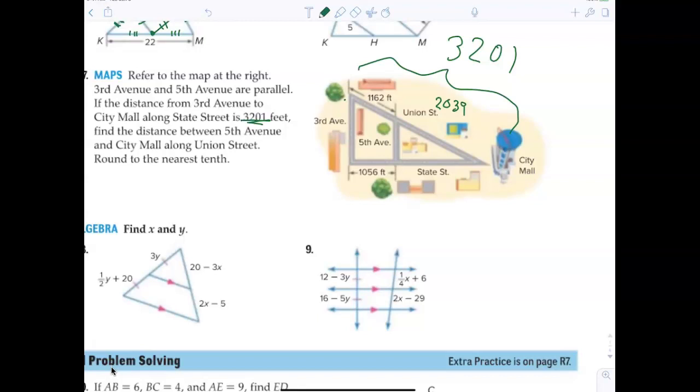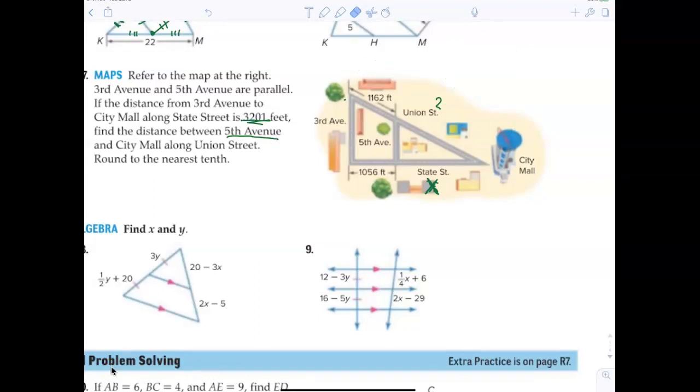All right. So now, it says find the distance from 5th Avenue to City Mall along Union Street. Find the distance. Wow. I think what they meant was find State Street. Let's do this one. Am I just not reading that right? 3rd Ave. Refer to the map at the right. 3rd Avenue and 5th Avenue are parallel. If the distance from 3rd Avenue to City Mall along... Oh, I did do the wrong one. Yeah, I did do the wrong one. Everybody see that? Right. Okay, so that was not accurate.